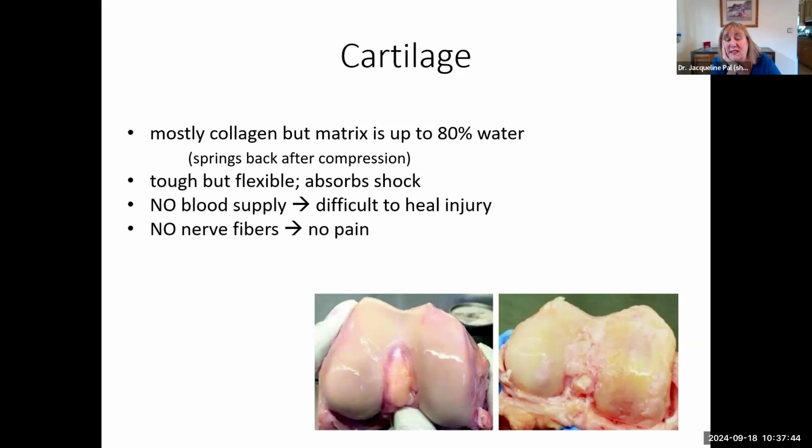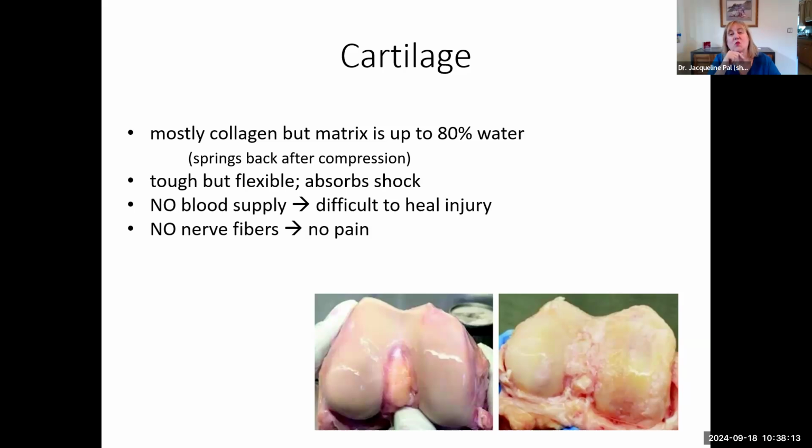And it also doesn't have any nerve fibers, which means you can tear your meniscus and not feel any pain. And you go on. But yeah, that athlete had pain in their knee when they got injured. Well, that's because they injured more than just the meniscus. They tore ligaments or tendons at the same time. And those things do have nerves.